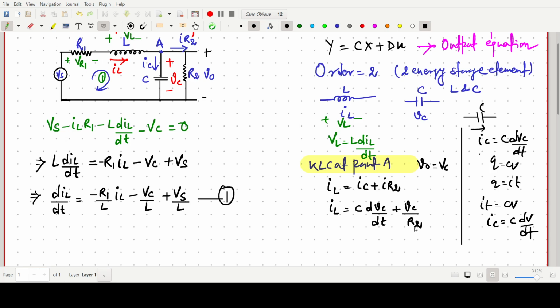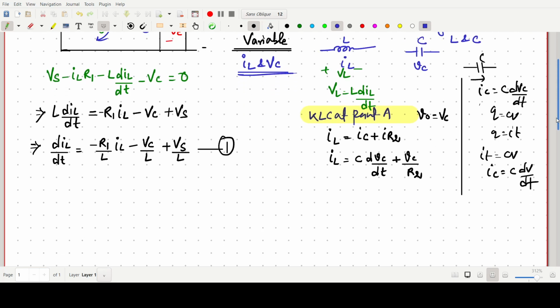So I am writing VC by R2, because first we are writing a state equation. So we are introducing the state variable. Our state variable is IL. In this case, our state variable will be simply IL and VC. Okay, so this one is one more equation.